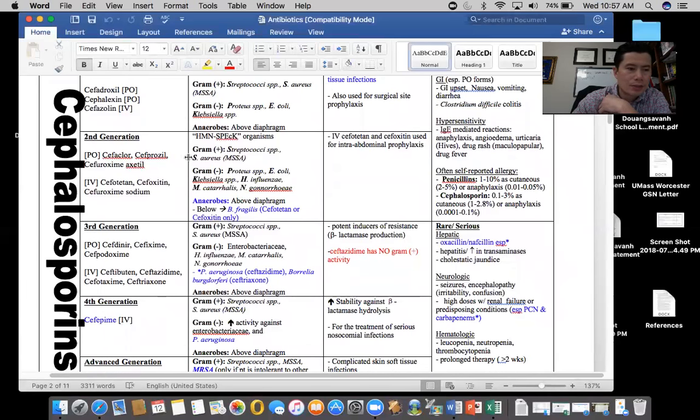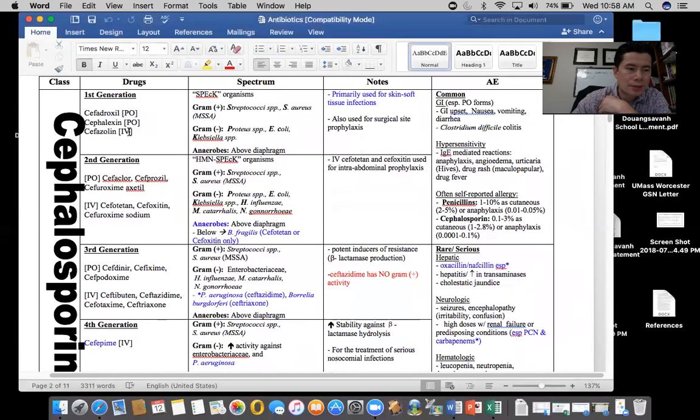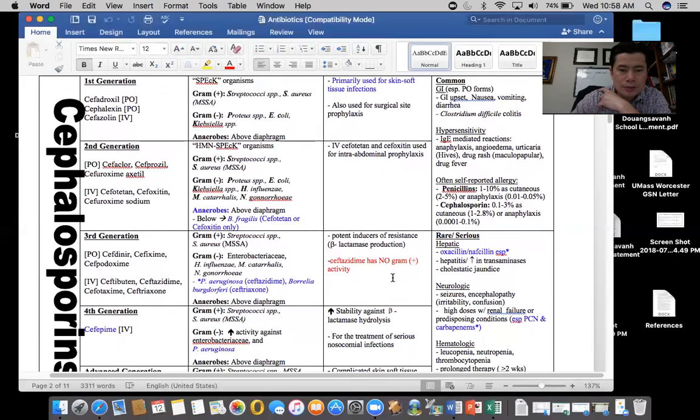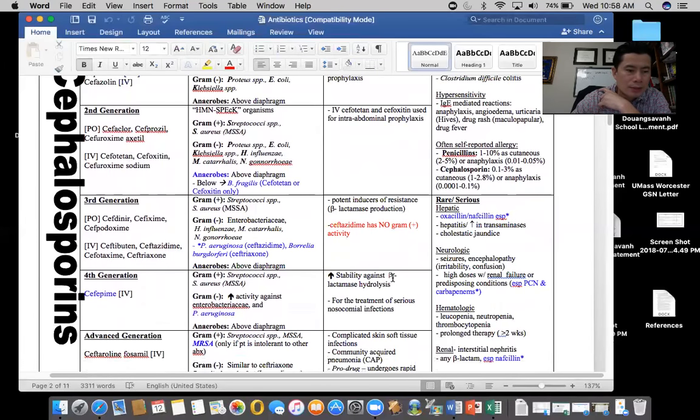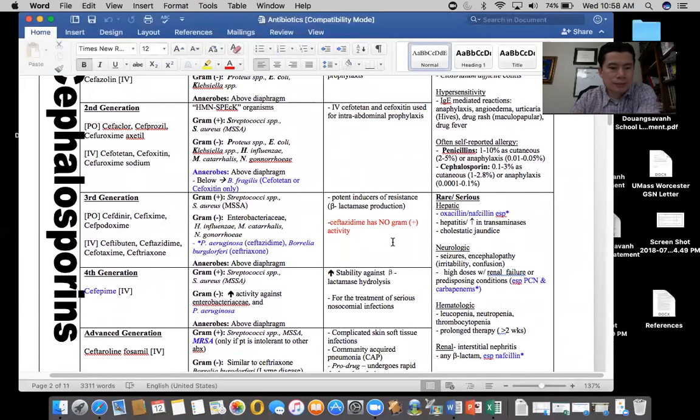So you get the first generation, which is cefazolin, or Ancef, is what you always hear. And the second generation cephalosporins are cefotetan and cefoxitin. And then third generation, you get the ones I don't usually use all the time, cefixime and ceftriaxone, which is on here. Just some other ones. And then fourth generation is cefepime.